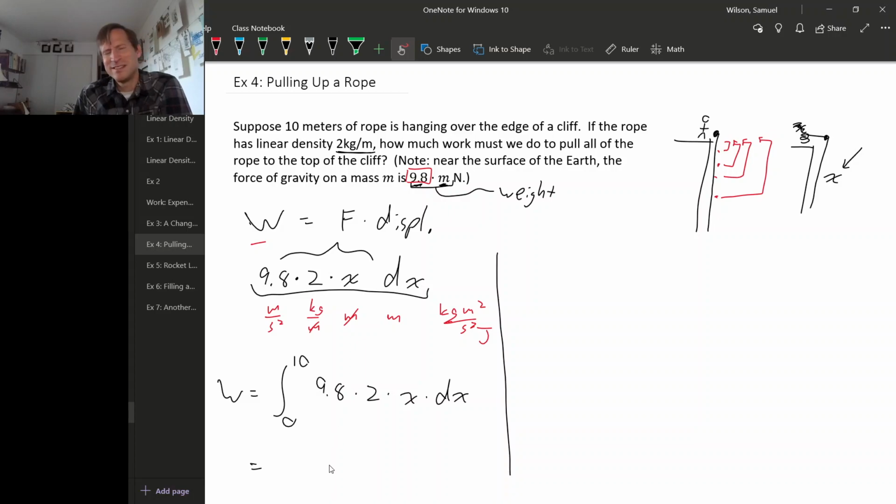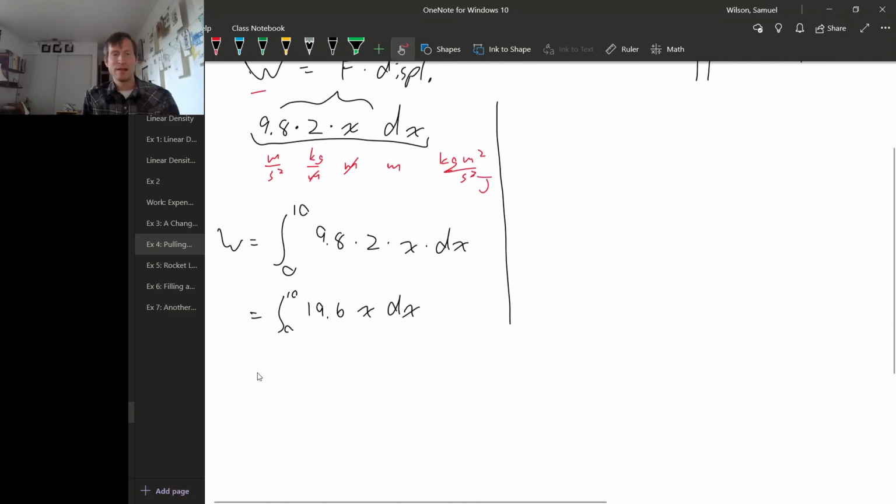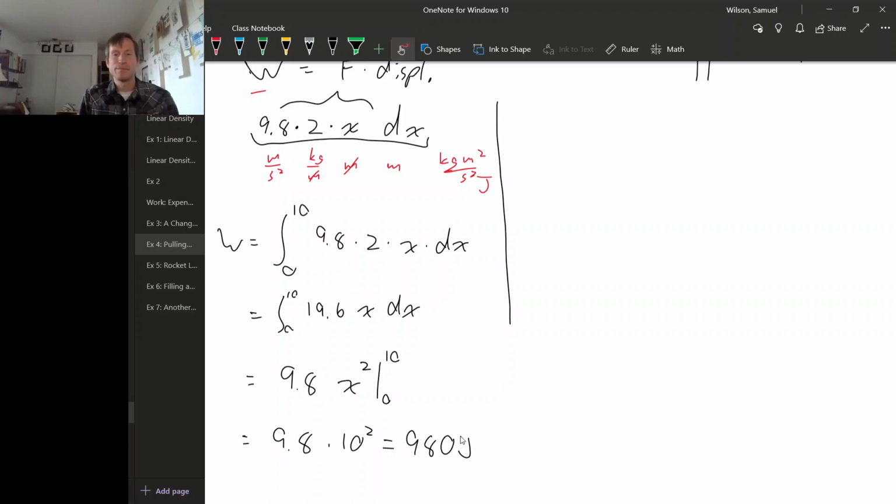9.8 times 2 is, I guess, 19.6 times x dx. We're integrating from 0 to 10. Now we can integrate, so I guess I didn't need to have multiplied this out, because now when we do an antiderivative, we have to divide by 2, so we get back to 9.8 x squared from 0 to 10, and then plug in our bounds. We get 9.8 times 10 squared, so times 100, so that's 980 joules. Okay, so 980 joules to lift the rope.